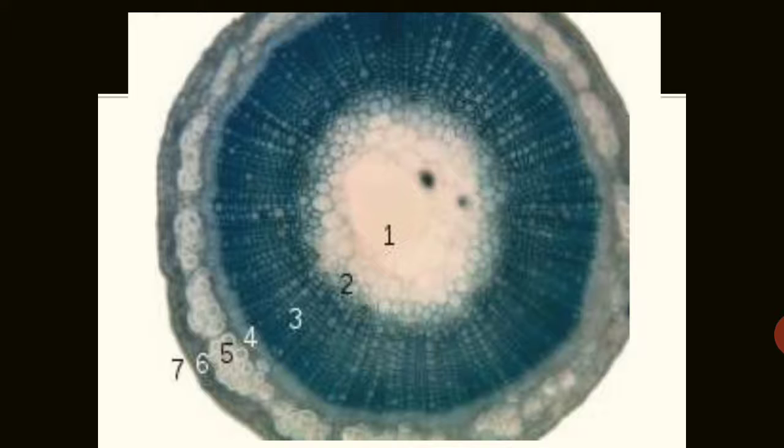When we cut down the transverse sections, we find these areas, known as the phloem tissues.